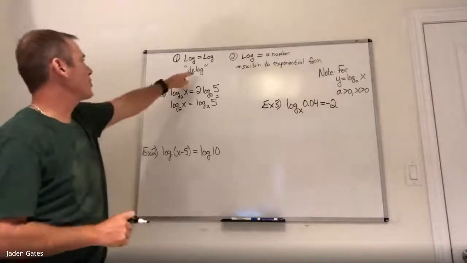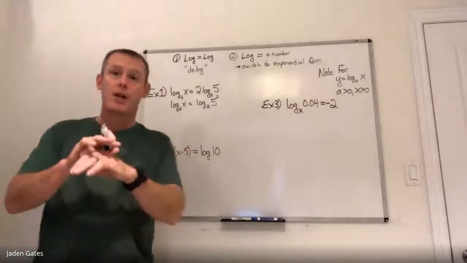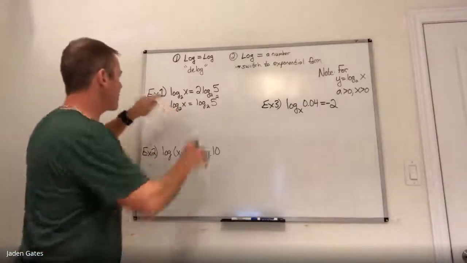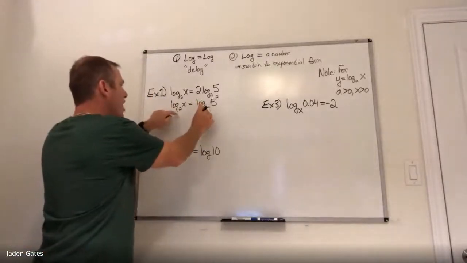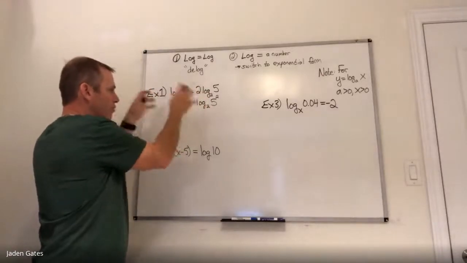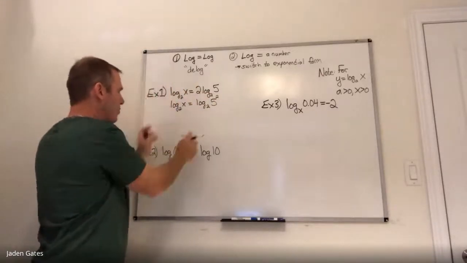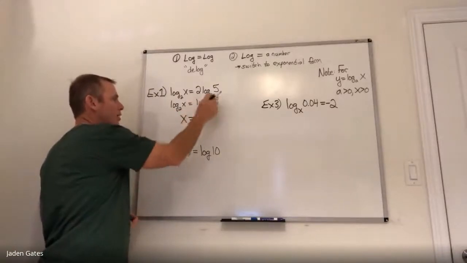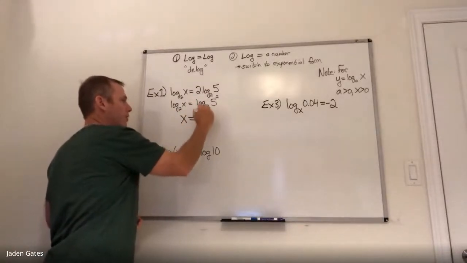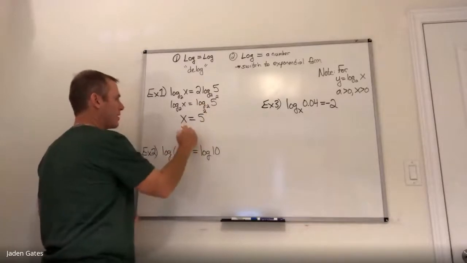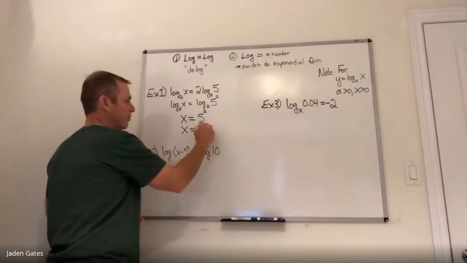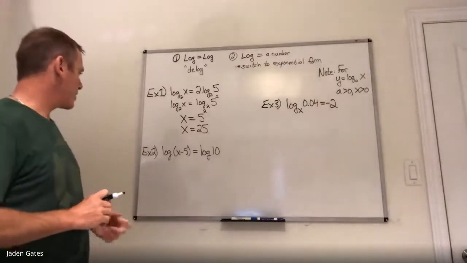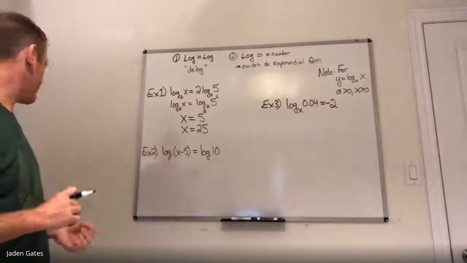So what I'm going to do is d-log, which essentially means get rid of the logs. The log function's gone, because these two sides are on the same scale, so we can just break it down to the smallest parts, where we now have x equals 5 squared. And so that means that x is equal to 25.